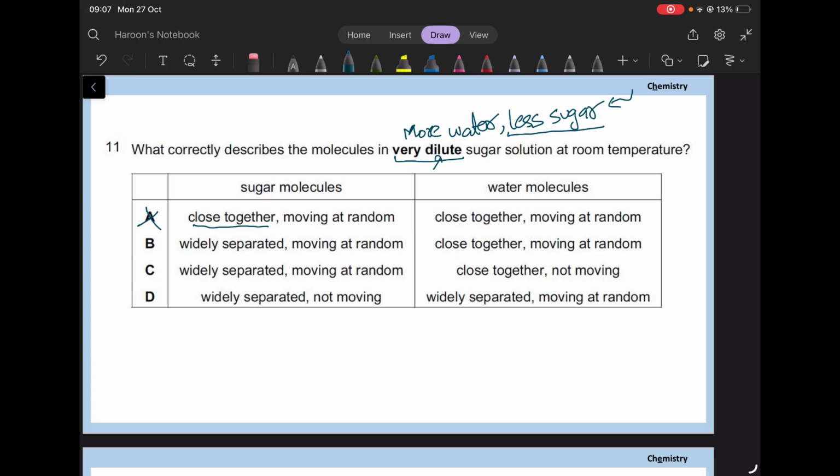It should be moving around. You can see over here not moving, because it is in a liquid. It will eventually dissolve as well. So it should be moving around. As far as water molecules are concerned, we have more water molecules, so we should have larger quantities of water molecules, so they should be close together, and they should also be moving at random, because they are in a liquid state and they can move around randomly, sliding over one another, right? So the correct answer has to be B. You can see not moving for this, so C is out as well.